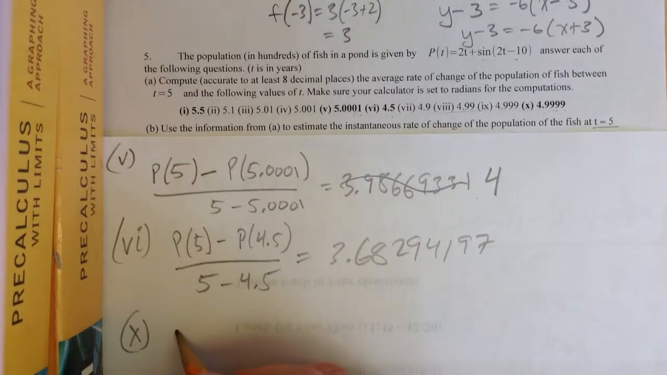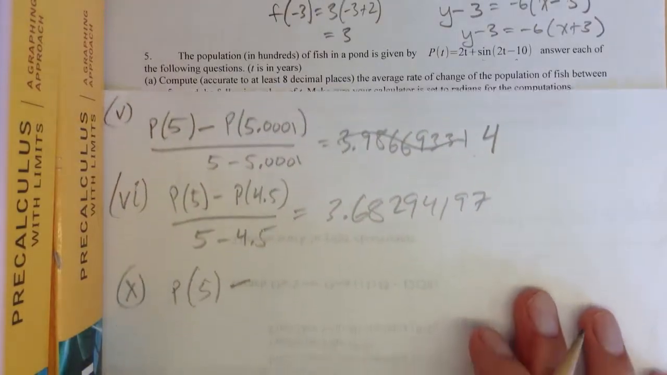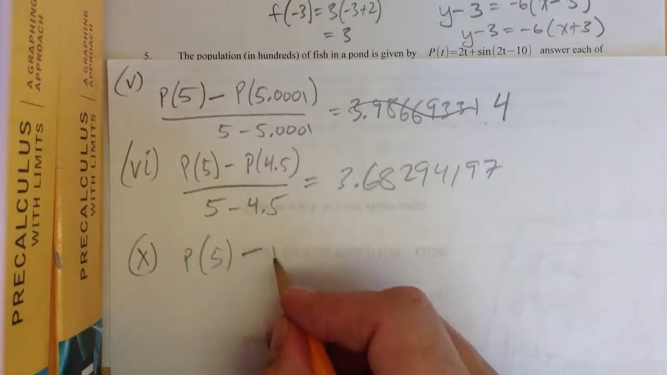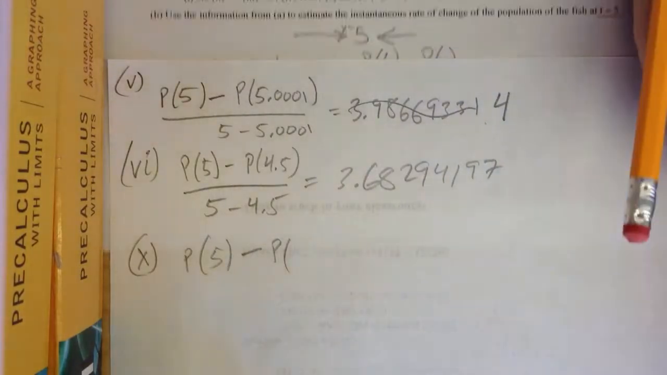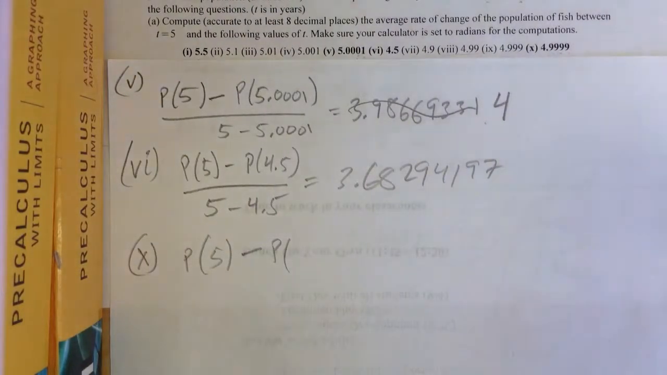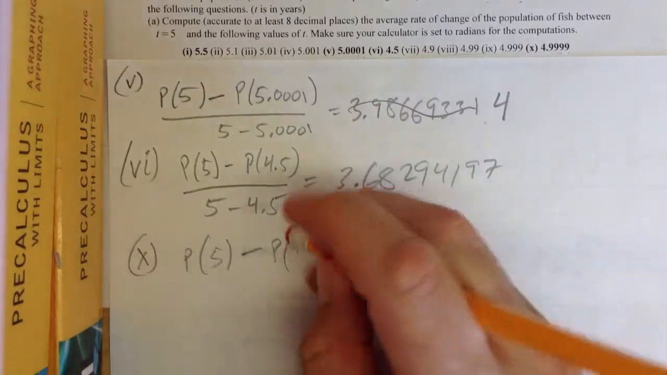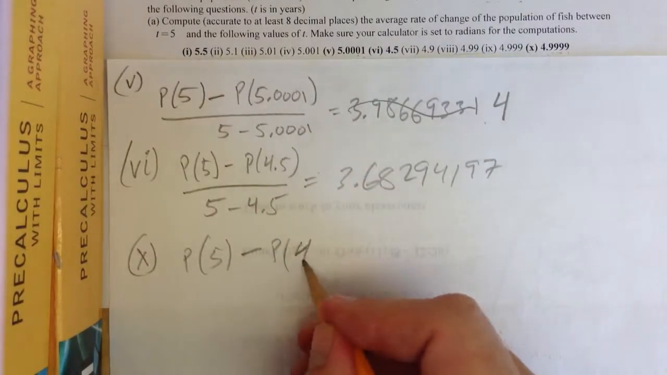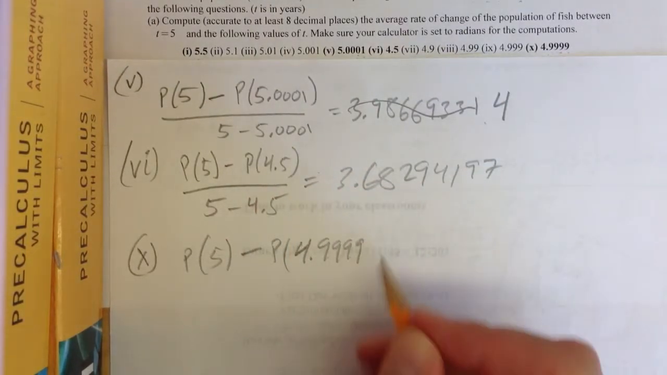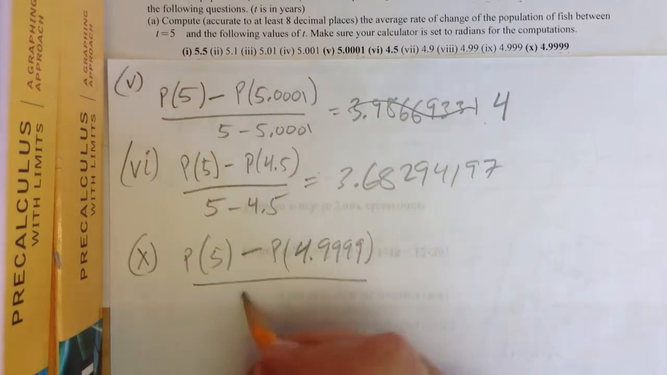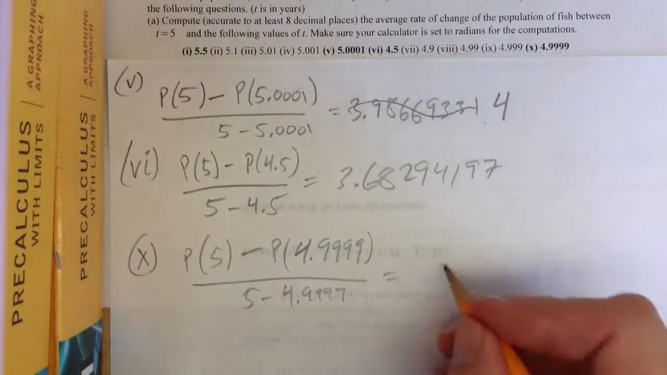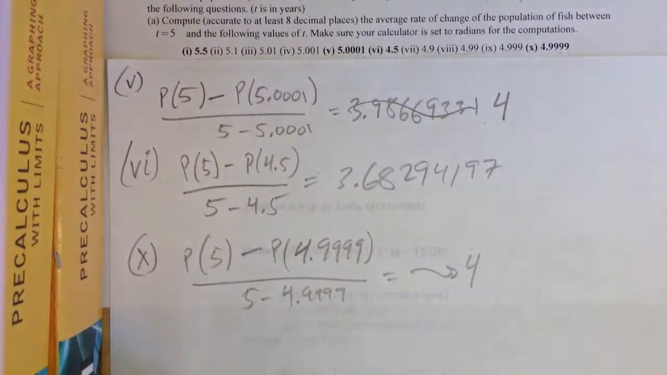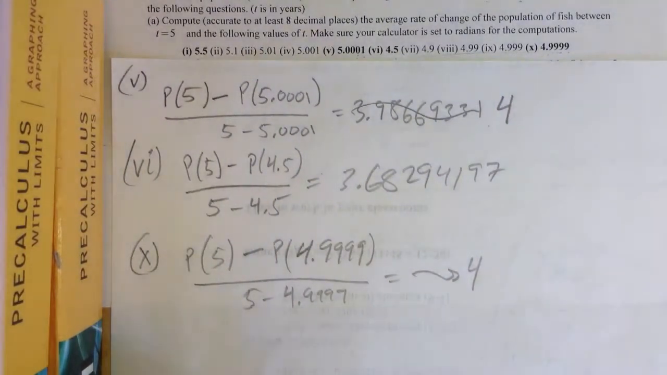And finally, Roman numeral 10. I think for this one you do P of 5 minus P of 4.9999. And your calculator also, at least mine anyway, did give me 4.